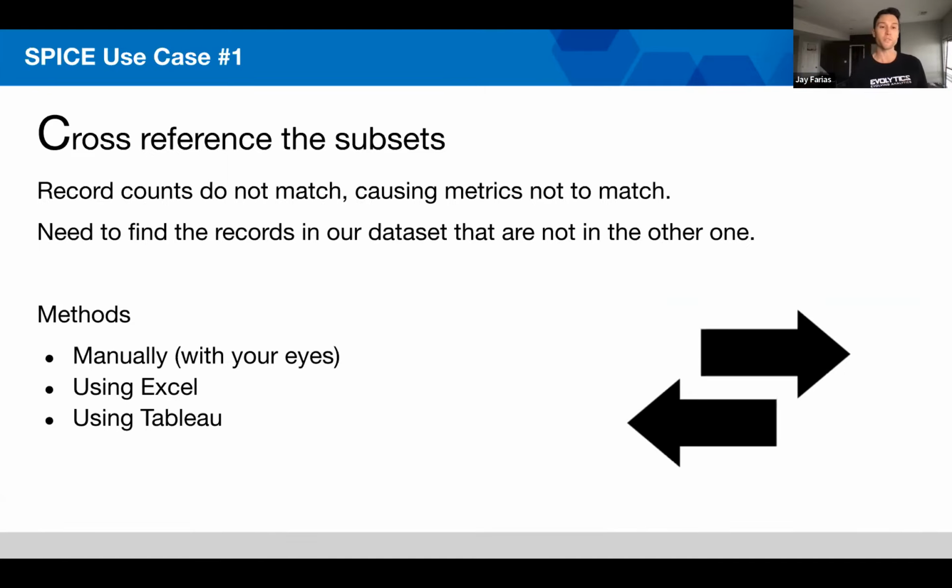So we can do this a few different ways. You could manually do it with your eyes and look record by record and see which ones aren't there. You could use Excel to cross-reference, probably using a VLOOKUP. Or you could use Tableau, which would make it way easier, and which is what we are going to do today, because this is a Tableau user group.